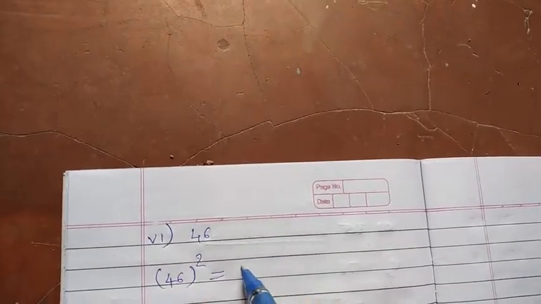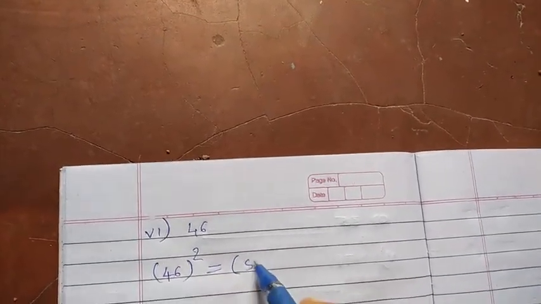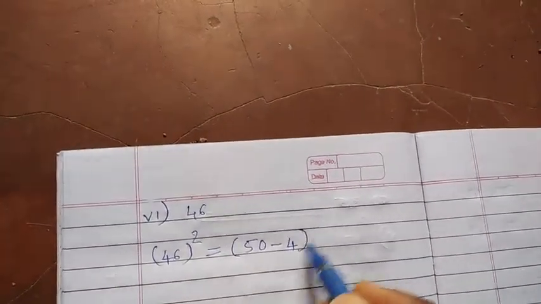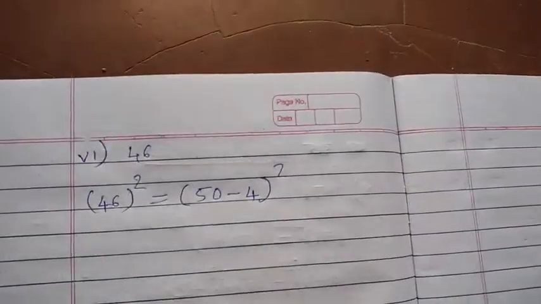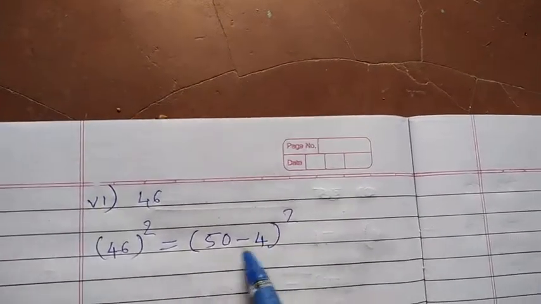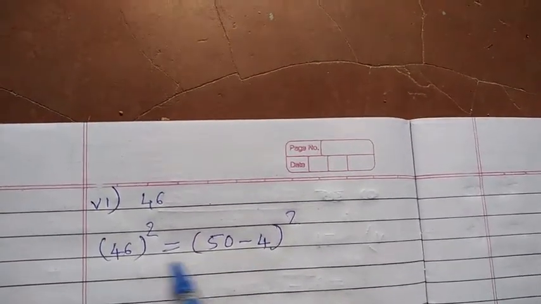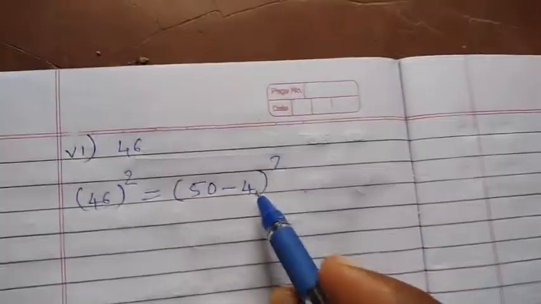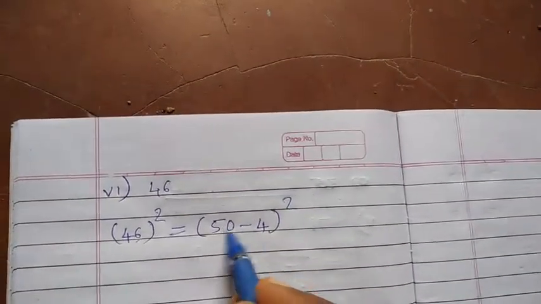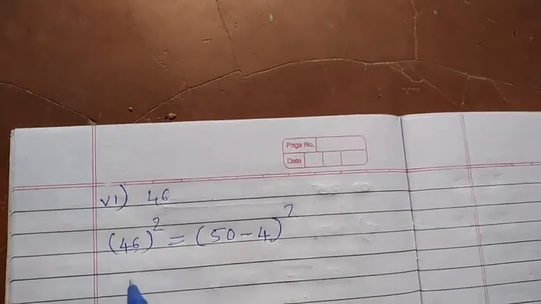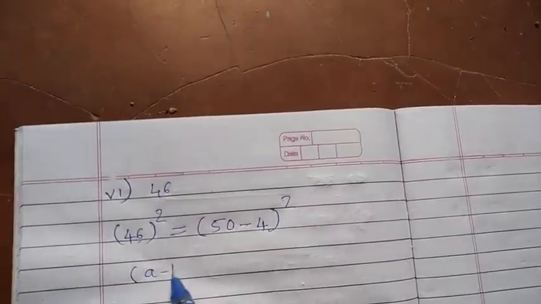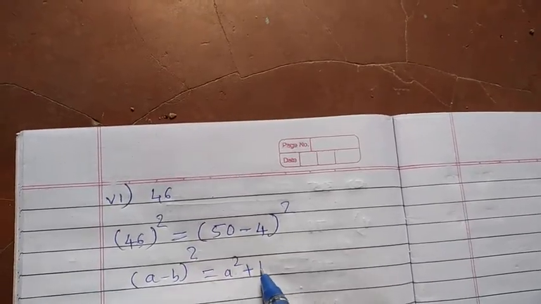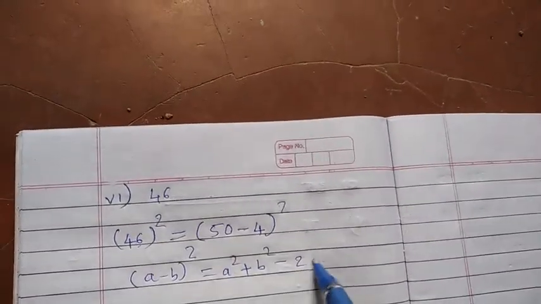Here I am going to write the subtraction, 50 minus 4. 50 minus 4 how much comes? It comes as 46. Here we have to use another formula, that is (a minus b) whole square. Let me write that formula here. (a minus b) whole square is equal to a square plus b square minus 2ab.